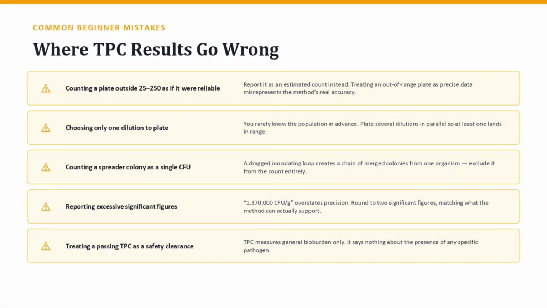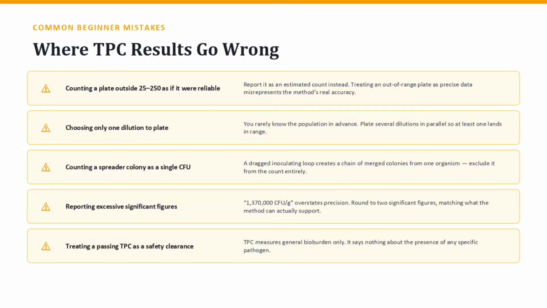Before we close, let's walk through where TPC results commonly go wrong. The first mistake is counting a plate outside the 25 to 250 range as if it were reliable. It should be reported as an estimated count instead. Treating an out-of-range plate as precise data misrepresents the method's actual accuracy. The second mistake is choosing only one dilution to plate. You rarely know the population in advance, so plate several dilutions in parallel to make sure at least one lands in range. The third mistake is counting a spreader colony as a single CFU.